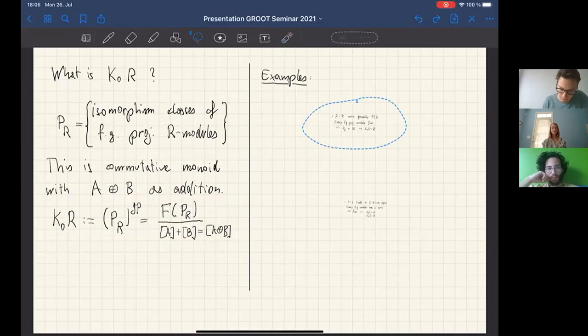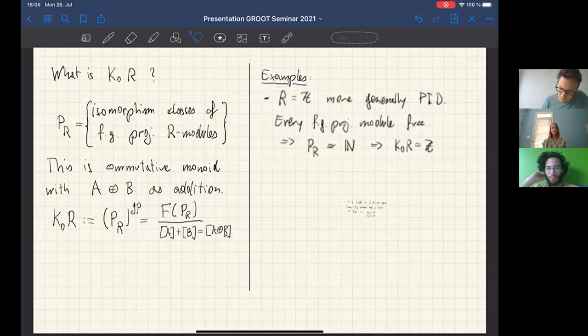And as an example, you could take R to be the integers. It could more generally be a PID, but let's just stick to the integers for now. For the integers, every finitely generated projective module is free. This statement is also true for a PID. So the set P(R) together with its abelian monoid structure is isomorphic to the natural numbers, and therefore its group completion is isomorphic to the integers.